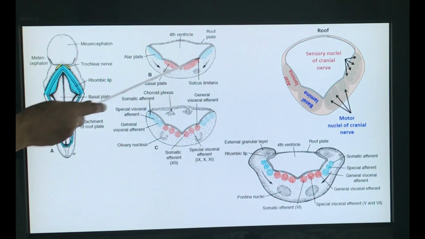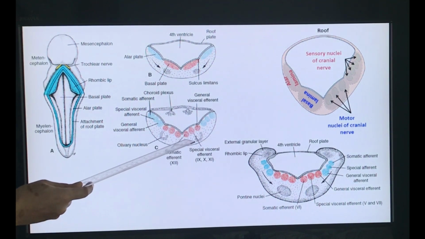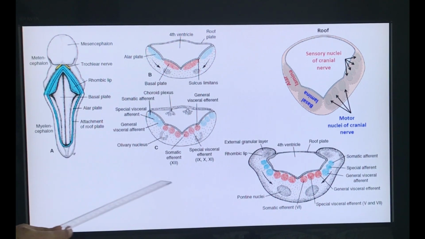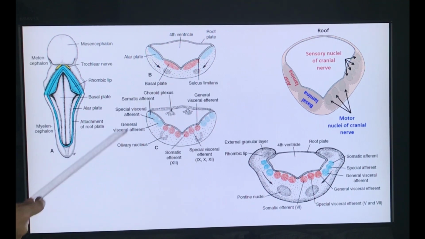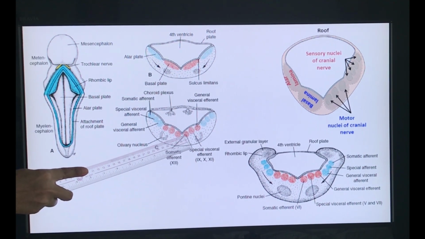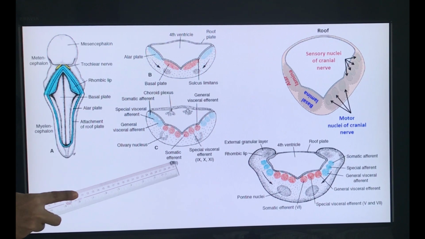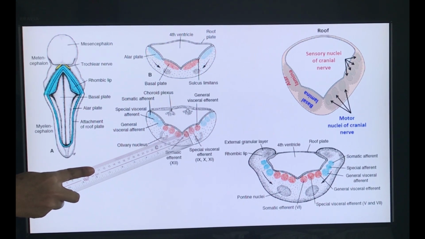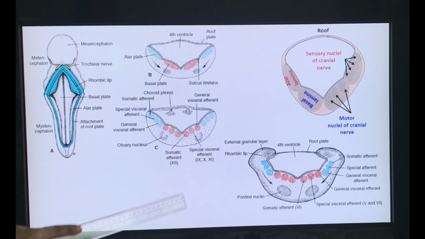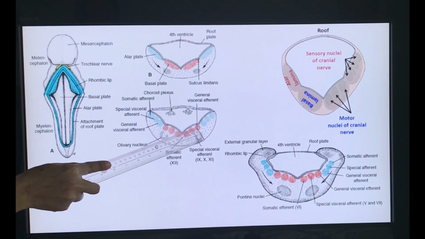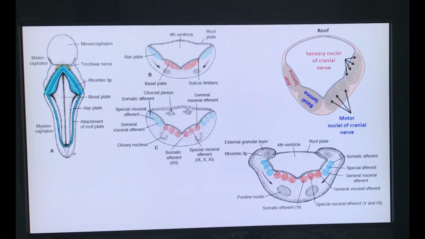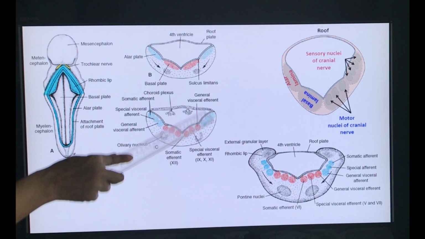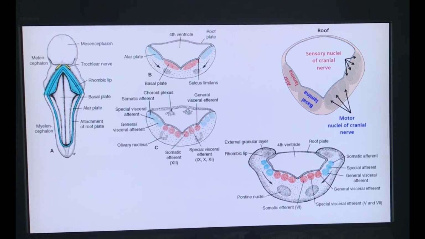So the basal plate over here, the motor neurons, they divide. So if this is a developing medulla oblongata, the somatic efferent is the hypoglossal nerve. Special visceral efferent, that is the pharyngeal arches, that is 9, 10, 11. Okay, glossopharyngeal, vagus, and the cranial accessory. Then the lateral will be general visceral efferent. General visceral efferent includes vagus and glossopharyngeal. So this is an example for a developing medulla oblongata.